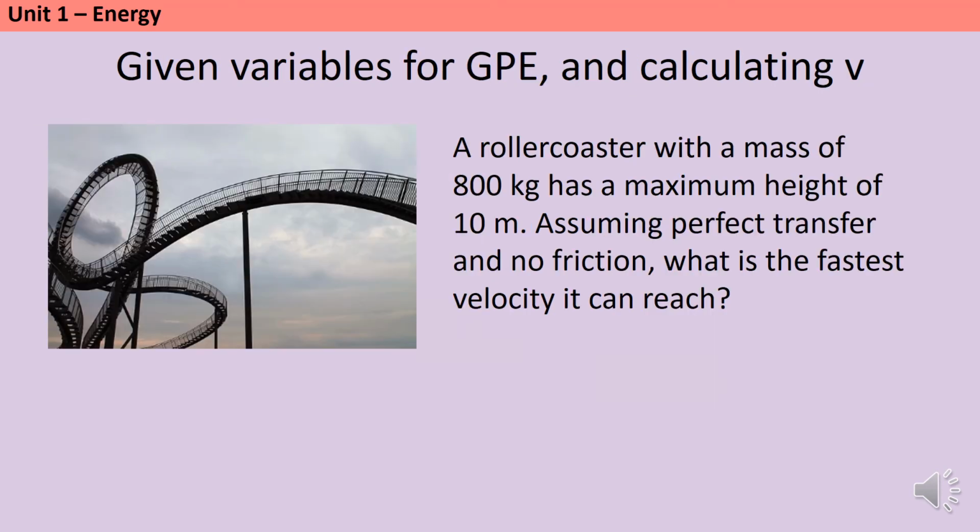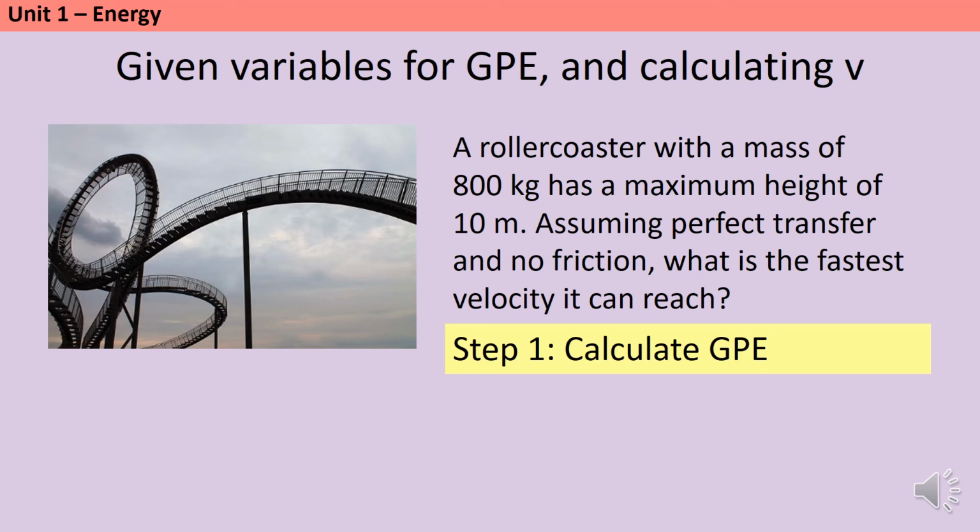The alternative style of question is that we could be given the variables to calculate gravitational potential energy, and then rather than calculating GPE, we're asked to put it as equivalent to kinetic energy and then calculate the velocity. So we're back to our roller coaster, and this time it has a mass of 800 kilograms and a maximum height of 10 metres. So it's hanging there 10 metres up in the air, and then it goes over the top and starts to fall, and we want to know what's the maximum velocity that it can reach.